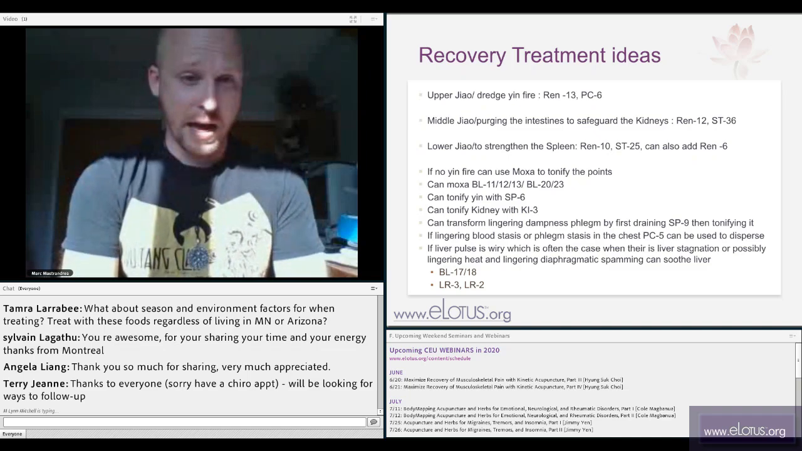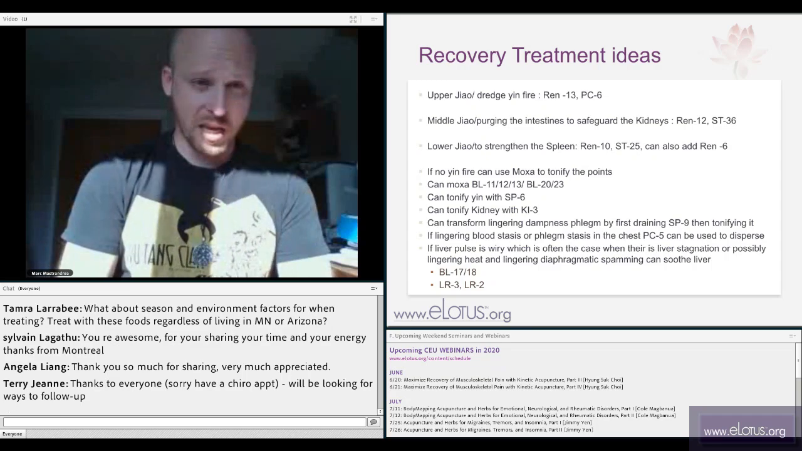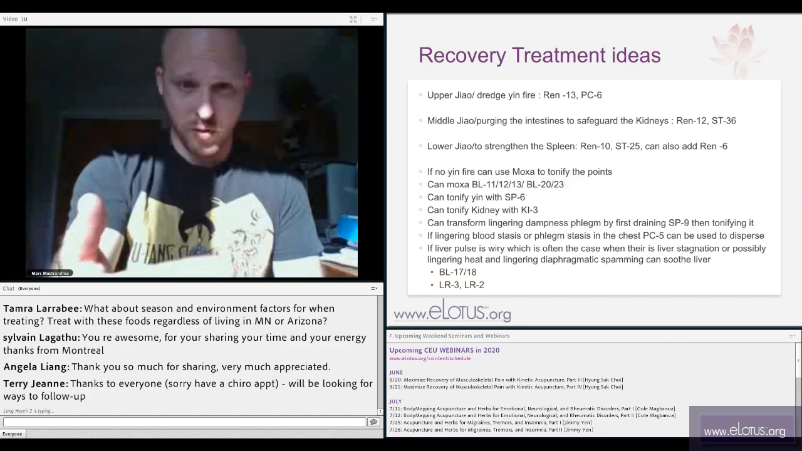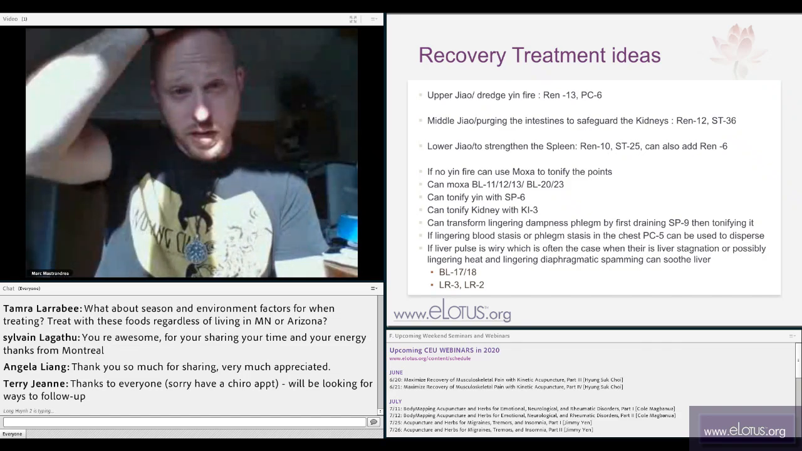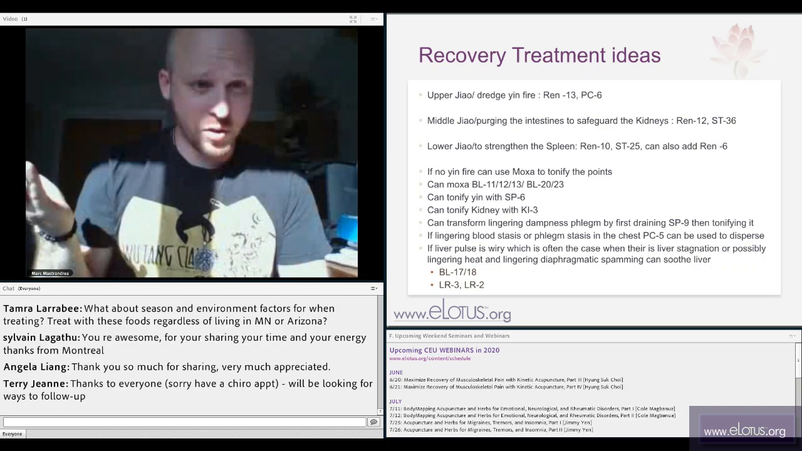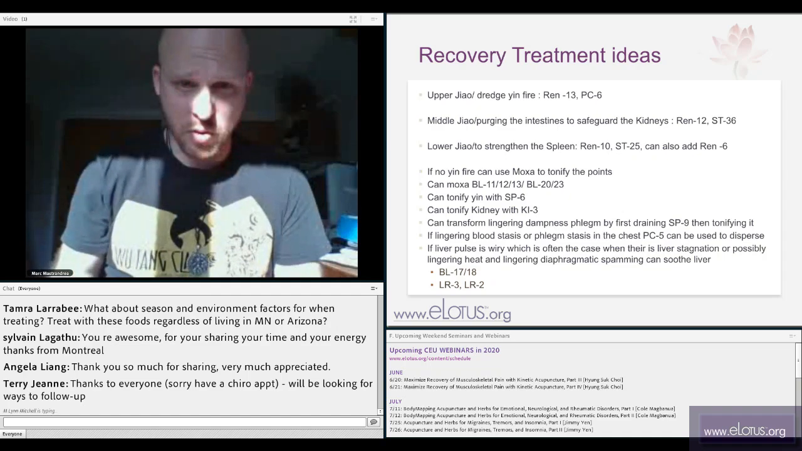So if there's no yin fire, you can use moxa. If you notice that there's not a lot of yin deficiency at that point, then you can use moxa to help tonify. So I give you some points here that you can use. Remember, you can moxa stomach or spleen 6 to tonify yin. You warm the body to tonify yin. You can also needle. You can do these things.